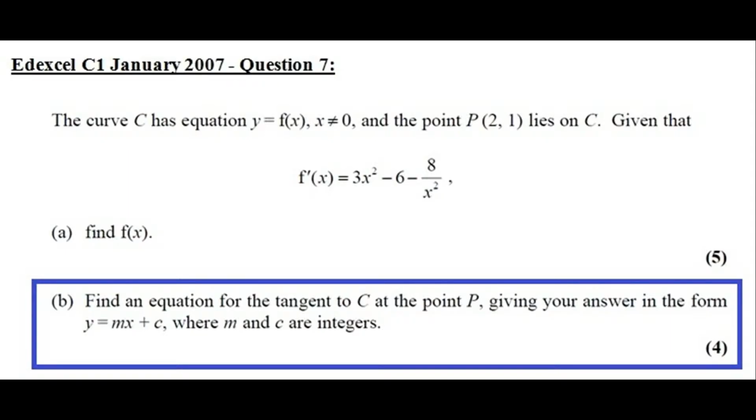So in part B, part B reads, find an equation of the tangent to C at the point P, give your answer in the form y equals mx plus c, where m and c are integers. So let's think about this problem. Let's see how we're going to solve this, and let's go back to the paper and pen.